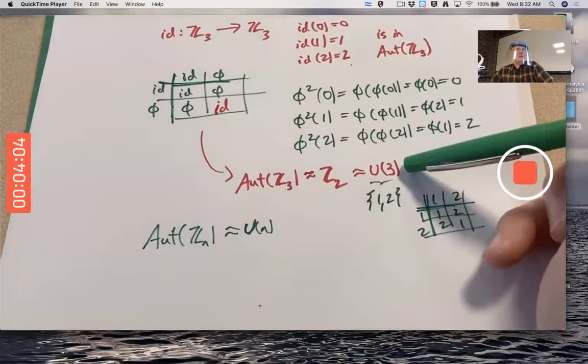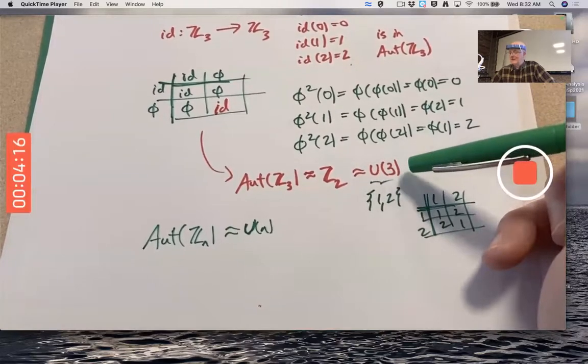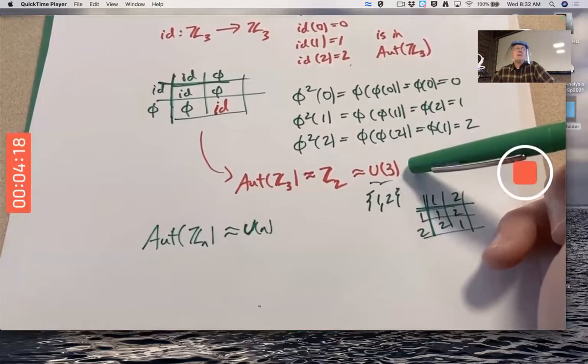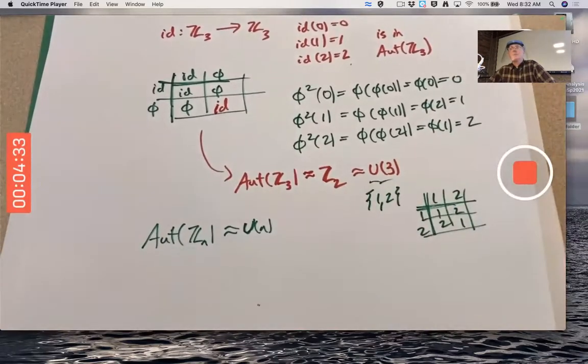In fact, any group of order 2 has to be cyclic, right? We talked about that a few weeks ago. Any group of order 1 has to be cyclic. It's got to be the trivial group. Any group of order 2 has to be isomorphic to Z2. In other words, it must be cyclic. Any group of order 3 has to be isomorphic to Z3. Any group of order 3 has to be cyclic. It's when you get to n equals 4 that you get 2 non-isomorphic groups.